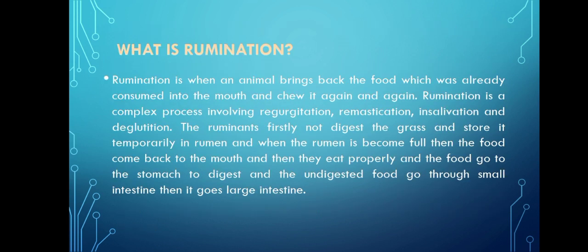So what is rumination? Rumination is when animals bring back the food which was already consumed into the mouth and chew it again and again. Rumination is a complex process involving regurgitation, remastication, salivation, and deglutition. The ruminants first do not digest the grass and start to eat temporarily in the rumen.